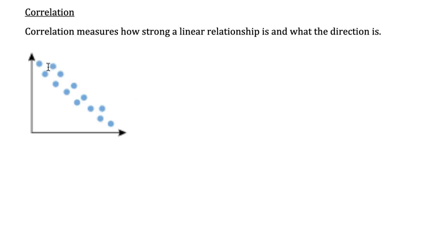So this first one, the points are going down from left to right. The points are huddled pretty close to a linear pattern here, and they're going down from left to right. So this has a strong negative correlation.